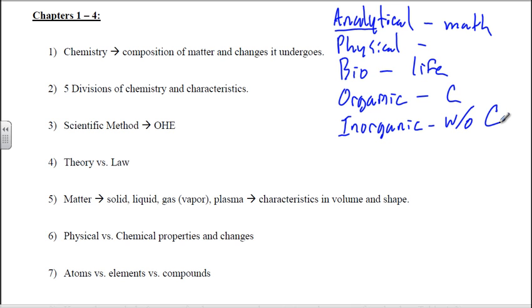The scientific method, I have OHE here. That's the order of the steps. Yes, there's many different steps in the scientific method. I don't think it's a clear-cut method like a lot of textbooks say, but these 3 steps are important. So know I just put OHE for order, but first you make an observation. And after the observation, you form a hypothesis.